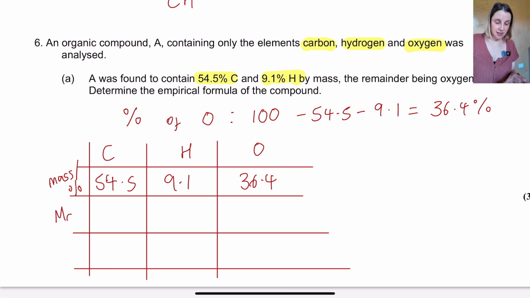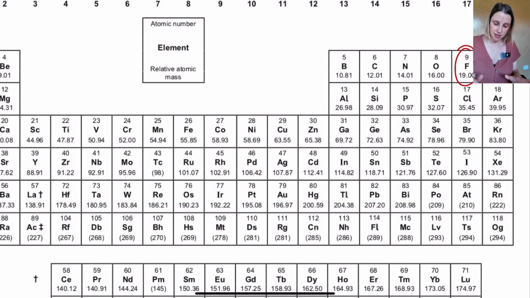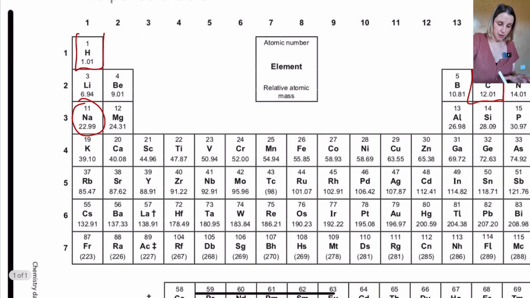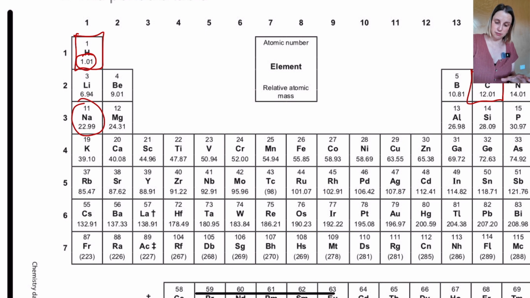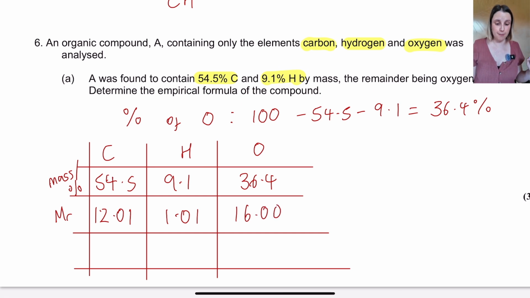We're then going to find the relative molecular masses. You can find these in the data booklet. I've got the periodic table here. So we've got carbon here, oxygen here, and then hydrogen up here. So we're going to take all of these bottom numbers here and put them into our table. So the carbon is 12.01, hydrogen is 1.01, and oxygen is 16.00, just straight from the data booklet.